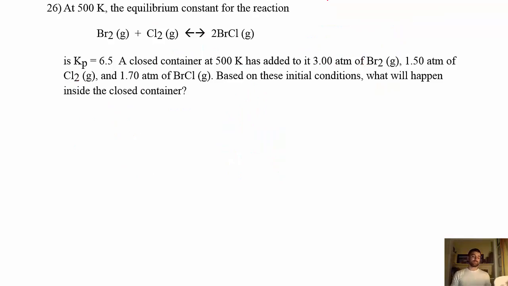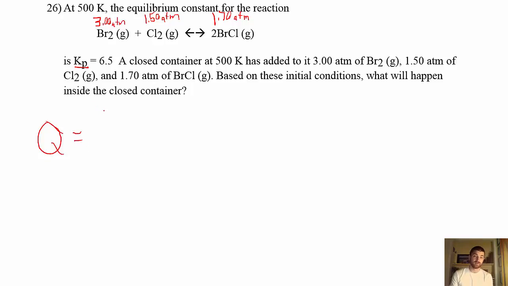26. So at 500 Kelvin, the equilibrium constant for a reaction below is Kp equals 6.5. It says a closed container at that temperature has added to it 3 atmospheres of bromine. All right, so let's say we got 3 atmospheres of bromine, 1.5 Cl2, and 1.7 of BrCl. Based on the initial conditions, what would happen to the inside of the container? All right, well, we know Kp equals that, so we got to figure out, well, what's our Q?